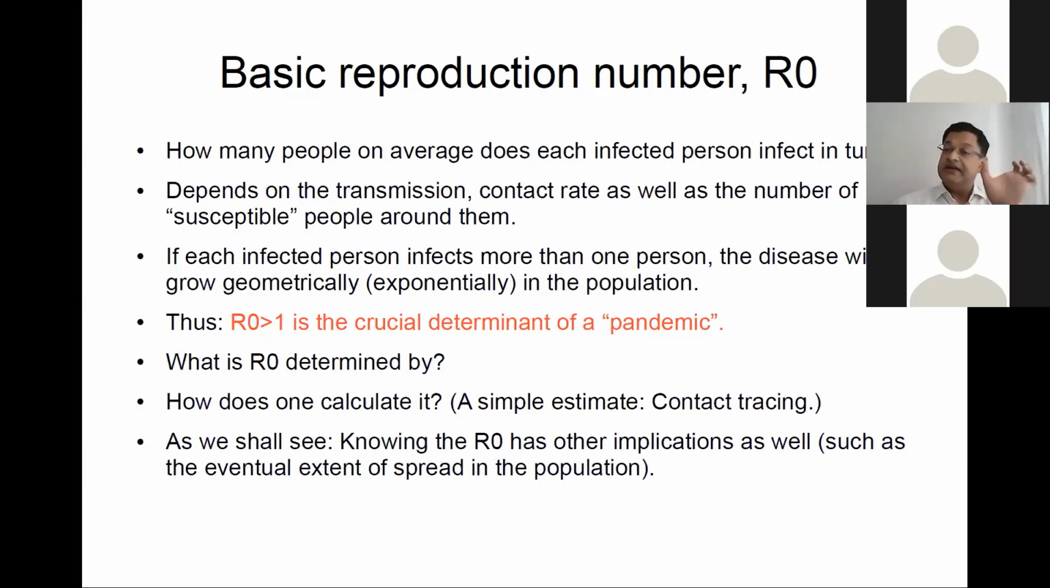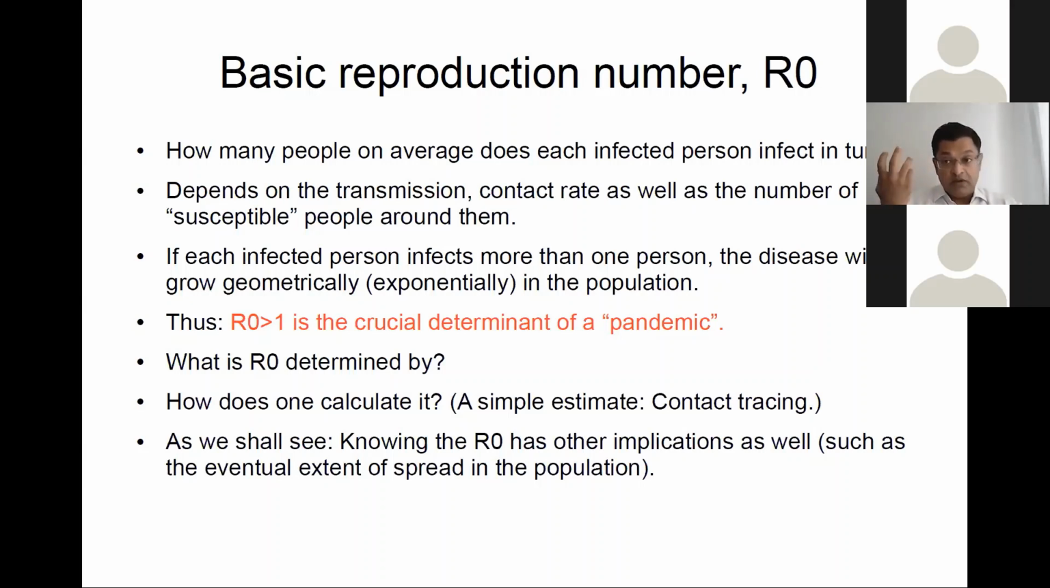So R0 equal to 1 is a threshold. It's the critical number that determines for us whether something will spread as a pandemic in the population or not. So one asks the question, well, what is this R0 determined by, right? And how does one calculate it?